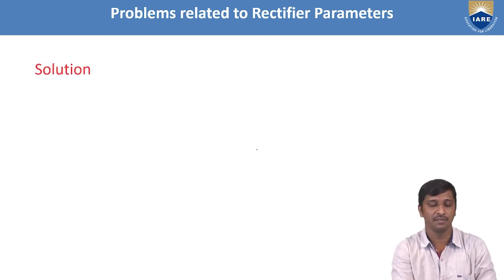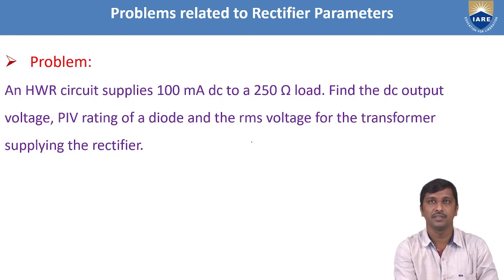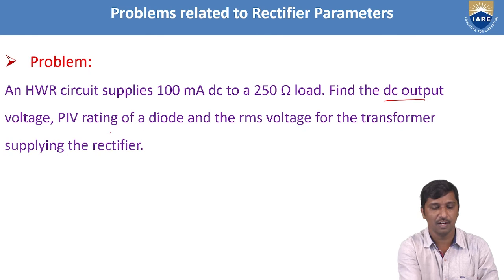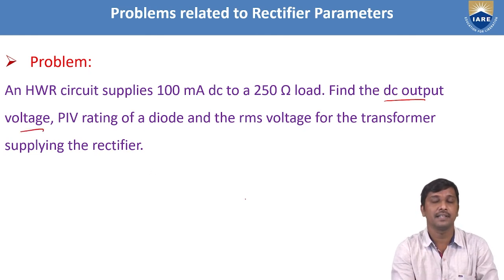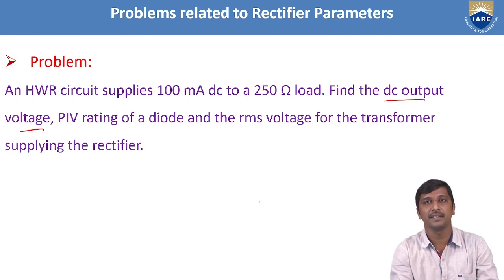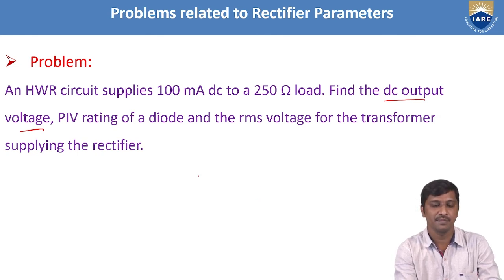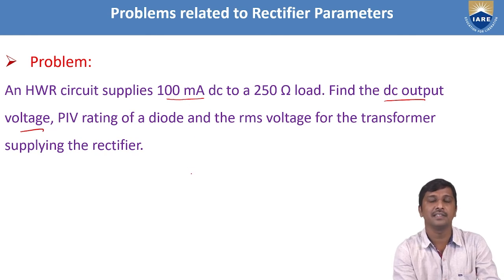Now we'll see it one by one. First we need to calculate the DC output voltage, which is represented as VDC. Actually VDC is Vm by pi in a half-wave rectifier, or we can also write it with respect to the given specifications. But in this problem, they mentioned that the half-wave rectifier circuit supplies 100 milliamperes, which is directly the DC current.